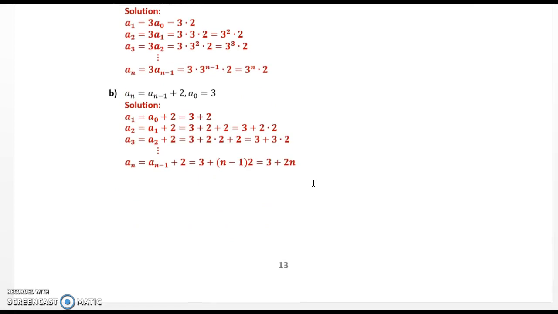B, a sub n is equal to a sub n minus 1 plus 2, a sub 0 is equal to 3. We have a sub 1 is equal to 3 plus 2. We have a sub 2 is equal to 3 plus 2 times 2, a sub 3 is equal to 3 plus 3 times 2, and a sub n is equal to 3 plus 2n.